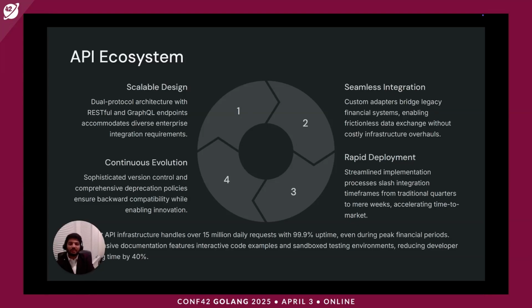Our API ecosystem handles over 15 million daily requests with 99.9% uptime, supporting both REST and GraphQL, offering flexibility for different clients. It accelerates integration. Banks and fintech companies can go live in weeks instead of months. Let's take a real world example. Imagine a startup company that wants to offer instant credit scoring.